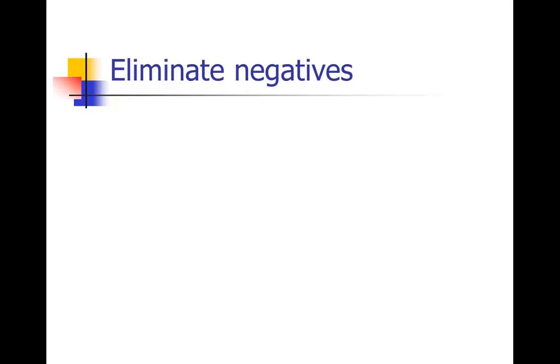So eliminate negatives. This is a great little tip that you may not have ever thought of, but things like she was not often right. There's a way to turn that into a positive, right? You can say she was usually wrong. So whenever you encounter a not in your writing, see if you can turn it into a positive. You can almost always do it, and it's usually much clearer when you use the positive construction.